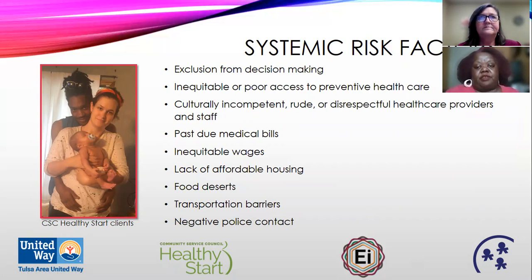Systemic risk factors include exclusion from decision-making, inadequate or poor access to preventive health care, culturally incompetent, rude, or disrespectful healthcare providers and staff, past due medical bills, inadequate wages, lack of affordable housing, food deserts, transportation barriers, and negative police contact.